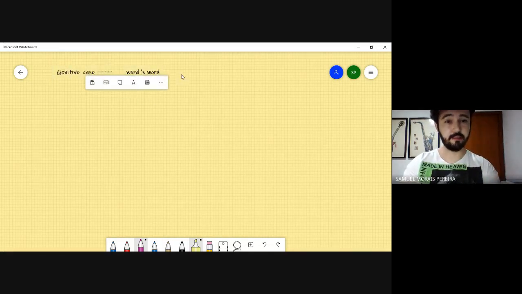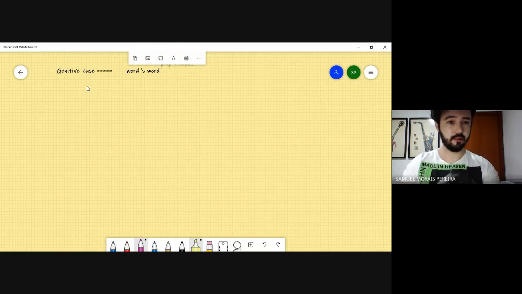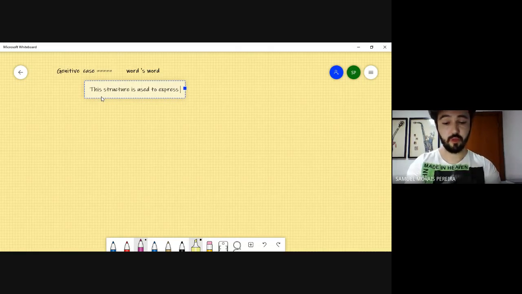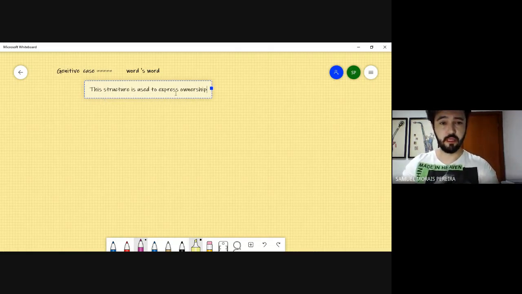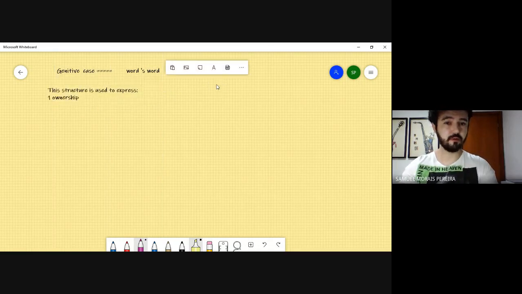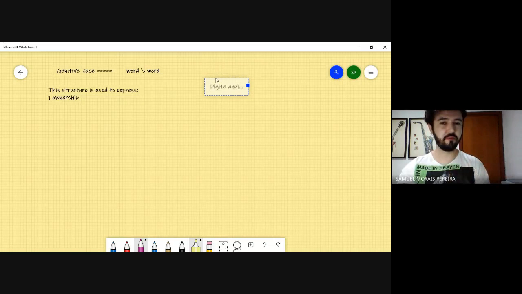It's like this. This structure is used, let me write down here. So this structure is used to express ownership, okay? Ownership. Ownership é relação de propriedade, tá bom? So this structure is used to express, number one, ownership, okay? So, for example, vocês aprenderam isso daqui lá no passado, olha. Ou até mesmo assim, intuitivamente, vocês aprendem isso.